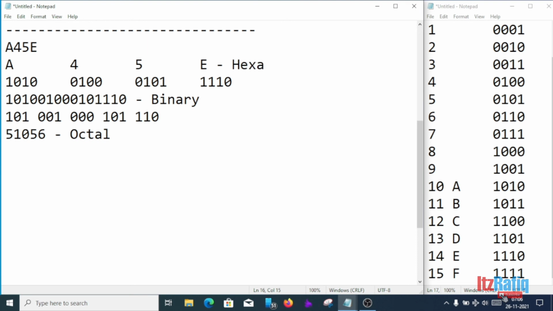I hope you have understood how we can convert a hexadecimal number into binary, or binary into hexadecimal, or octal into binary, or octal into hexa. We just have to keep the groups: in octal we have to write the number in 3 digit groups, and in hexadecimal we have to write the number in 4 digit groups. So this is how we can easily convert octal into binary, binary into octal, octal into hexa, etc. I hope you have understood.